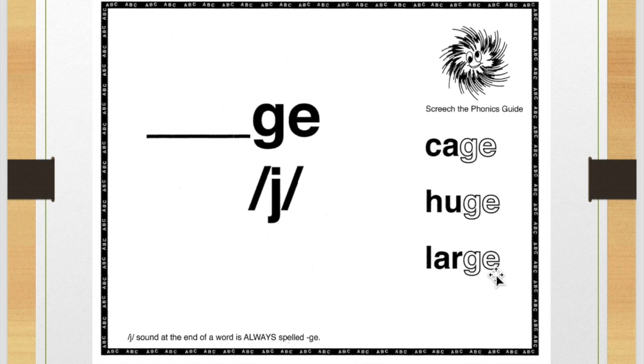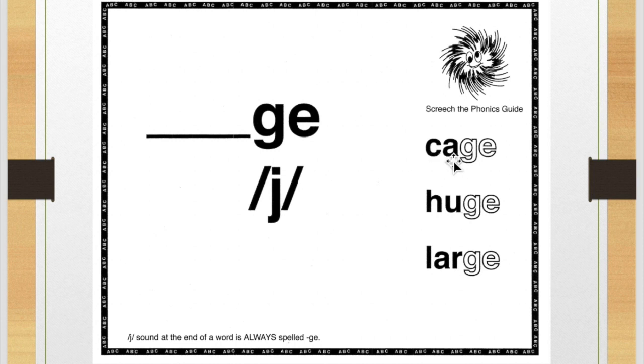And it has to have that E there because without it, if it doesn't have an E, I, or a Y, right, it doesn't tell it to say its soft sound. So whenever you have the J sound at the end of a word, like in large, it has to be spelled with a G and then an E. Okay, so here's another example.